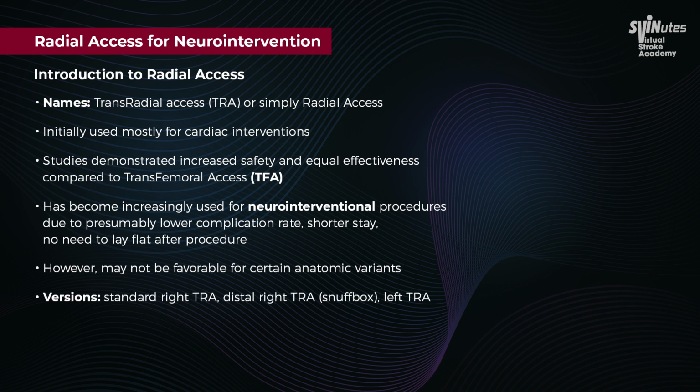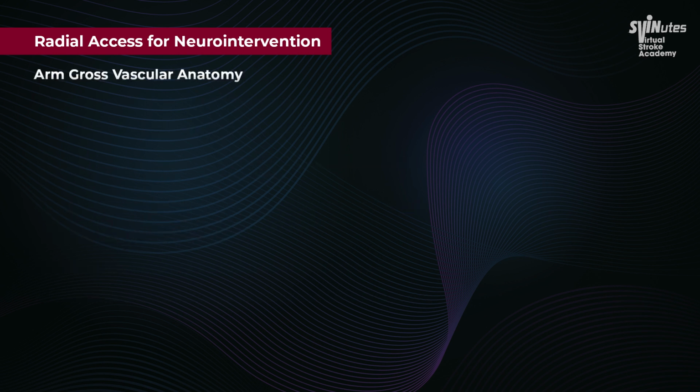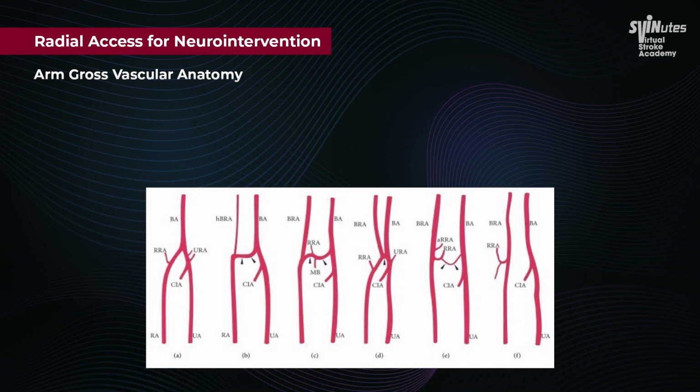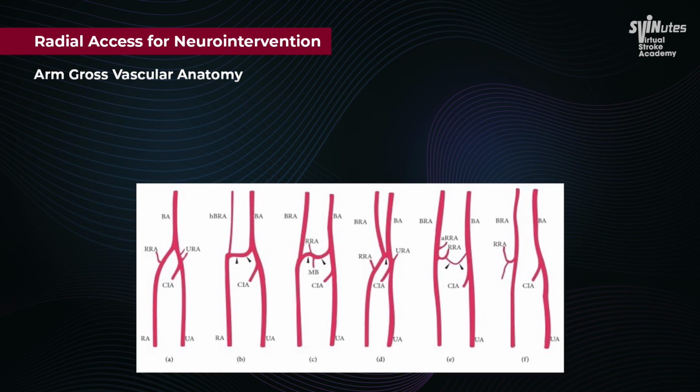Radial access has several versions, including standard right transradial access, distal right transradial access, or snuffbox access, and left transradial access. In order to perform transradial access efficiently and safely, we have to understand the vascular anatomy of the arm and the forearm. The gross anatomy is depicted on the picture.